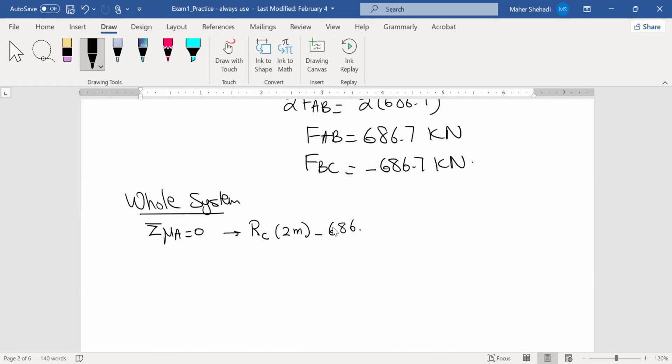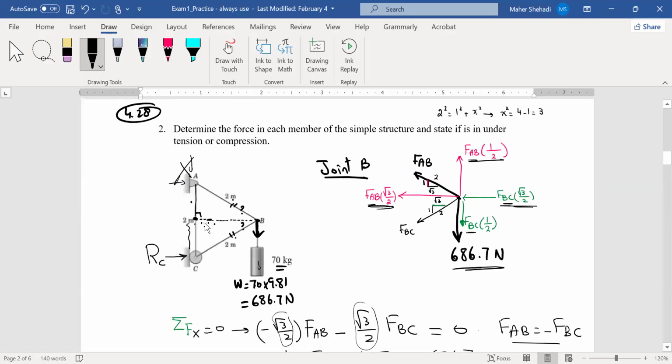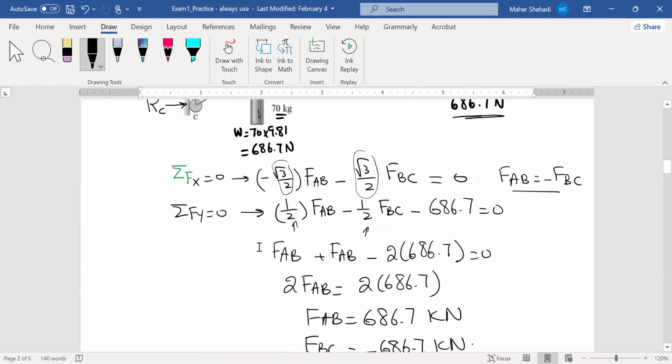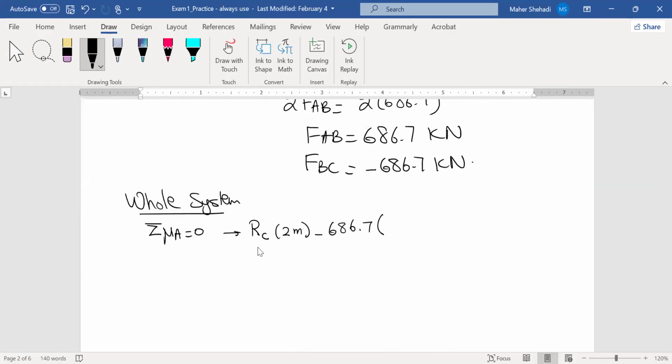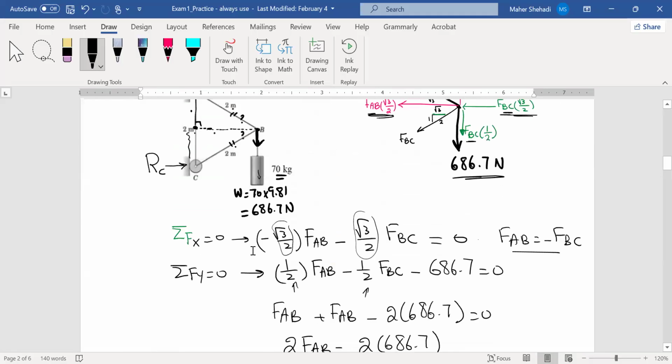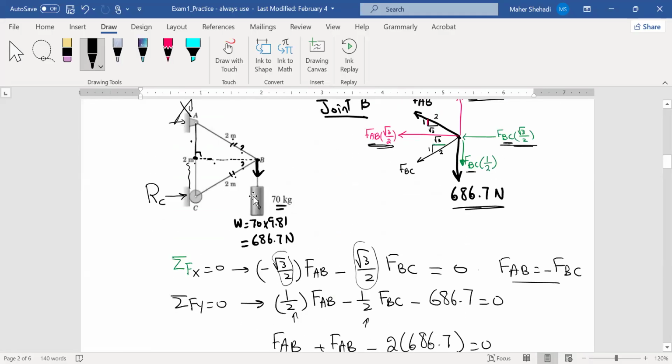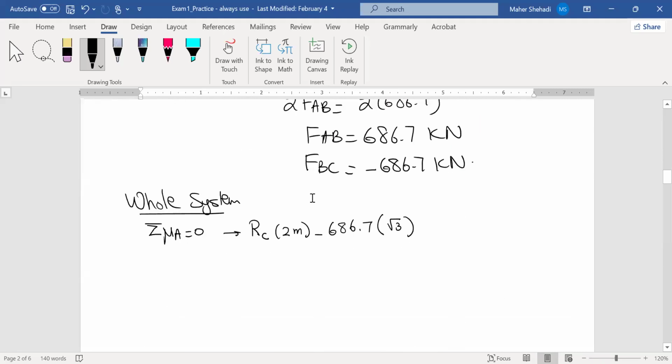686.7 into, what's that one? We said that's square root of 3. We just solved it. It's the same as the slope. So the distance from this point to point A, that's square root of 3. I didn't realize it's going to be that complicated to solve for RC from the whole system. So this times that, that's it. That's all the forces that I have.